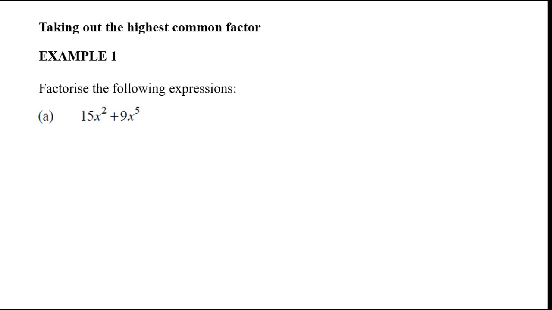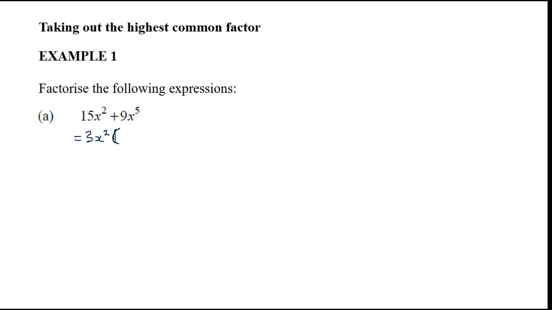Now, what you have to ask yourself is, between 15 and 9, what is the biggest number that we can divide into both without leaving a remainder? That number is 3, so we're going to put 3 outside the brackets. Between x squared and x^5, same variables, so there's a common factor there. We take the variable with the smaller exponent. Between x^2 and x^5, x^2 is the smaller exponent, so the highest common factor between 15x squared and 9x to the power of 5 is 3x to the power of 2.